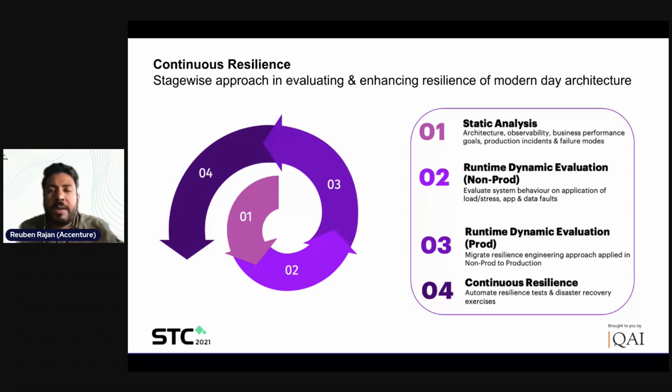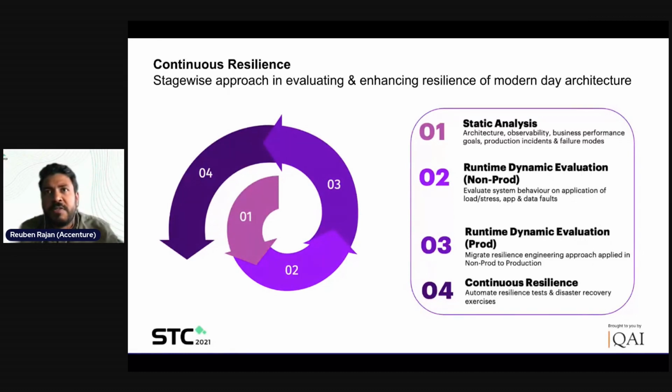But what I'd like to talk about here is a structured approach to how you even do chaos testing, and finally, how you automate all of this activity so that you harden your system continuously rather than waiting for a fault to occur. Now, to do this, there are four parts to it.